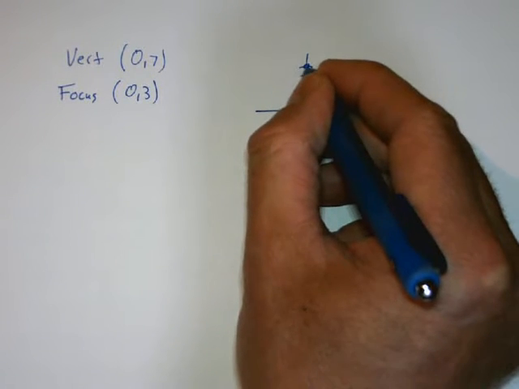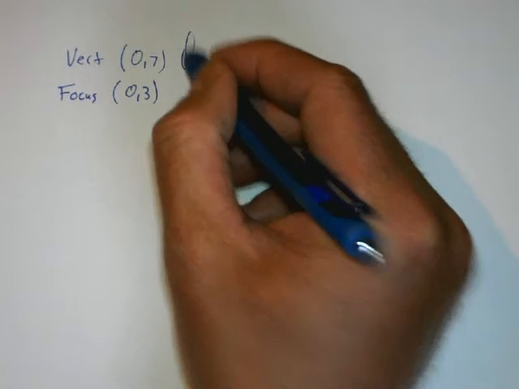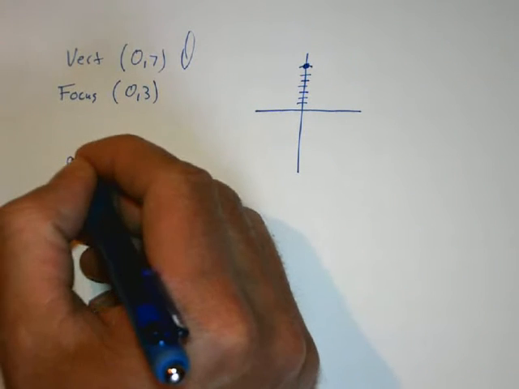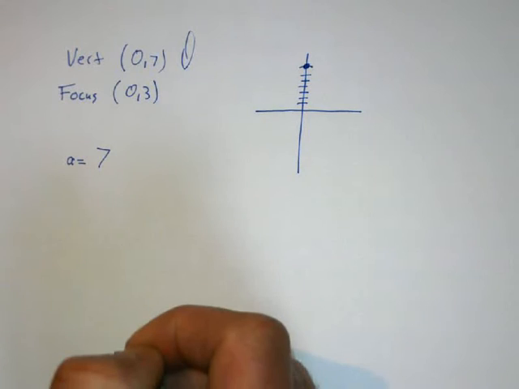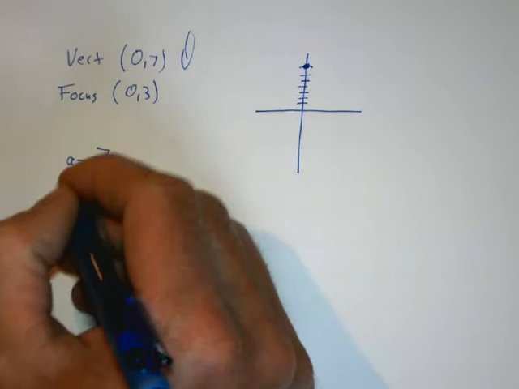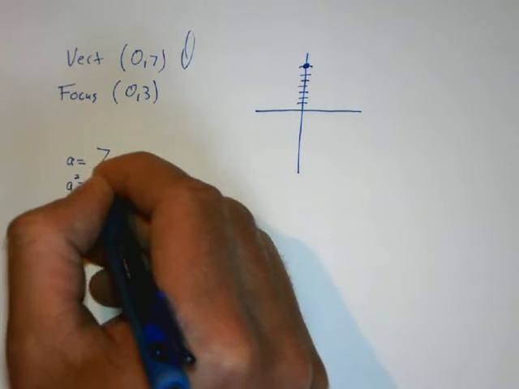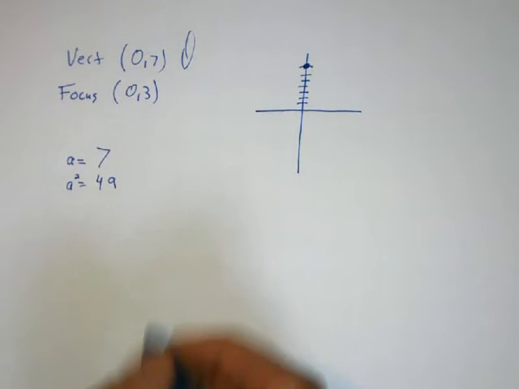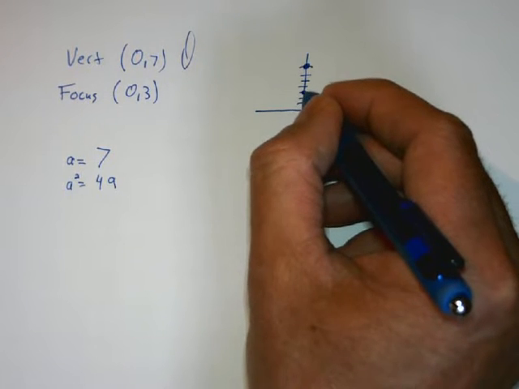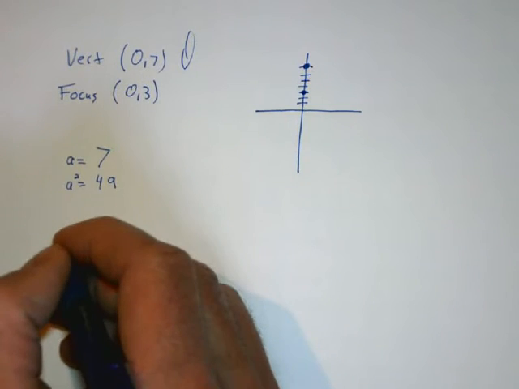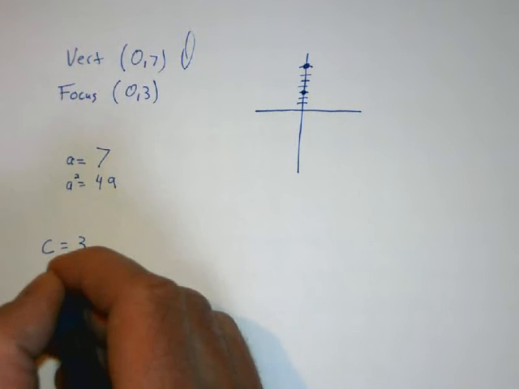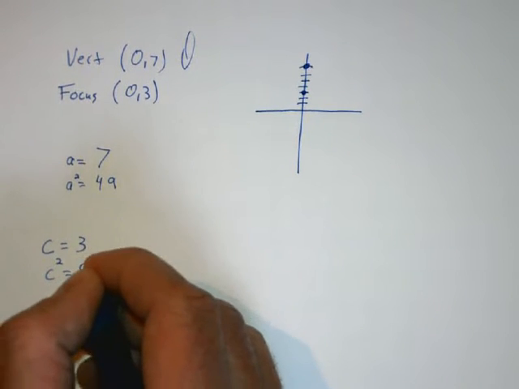So it's up there again. Right away, you know it's stretched vertically. You also know that your a value is 7, because that's always the distance from the center to the vertex. That means your a squared is 49. The focus is at (0, 3), so that means your c value is 3, which therefore means that your c squared value is 9.